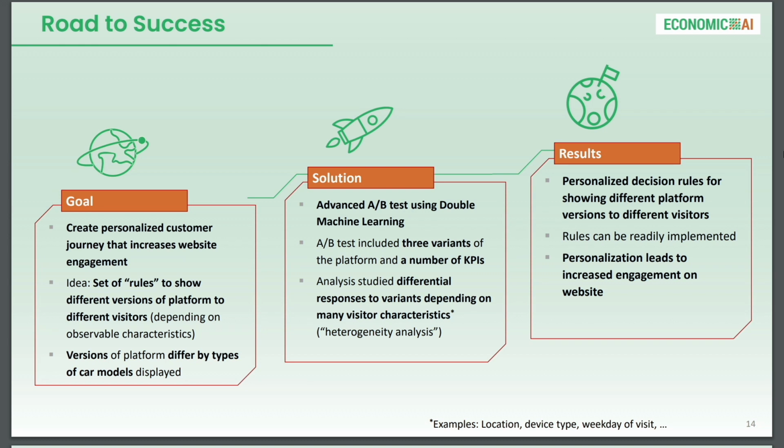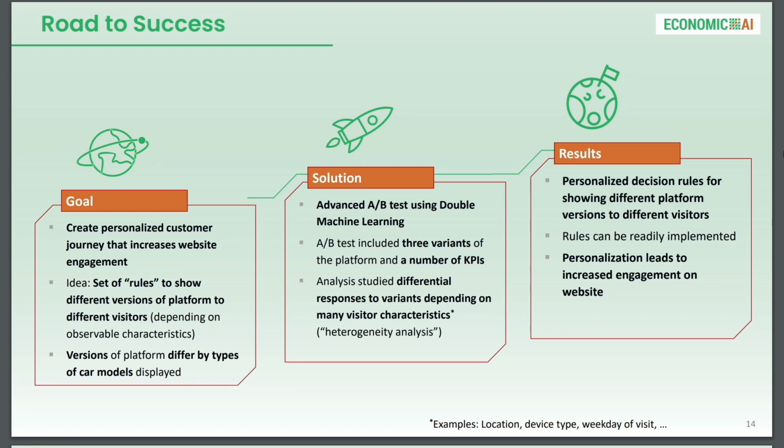So when people accessed this platform, they saw either a range of more affordable cars, so this was the first version, or a selection of mid-range cars, or a range of expensive cars. And the idea behind this approach was that maybe there are certain groups of people that would prefer one of these 3 price ranges of cars, and that by showing them immediately a pre-selection of such cars, they might become more likely to interact with the platform and hopefully also reserve and buy a car.